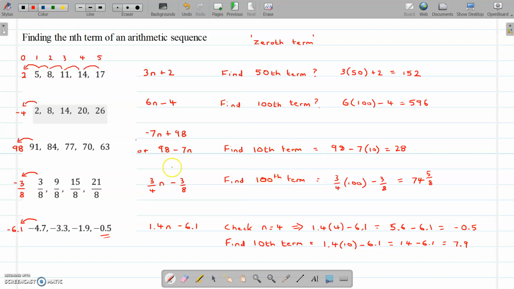In a later video, we'll look at finding the nth term of a quadratic sequence and a geometric sequence, and that's a little bit more tricky. Okay, that's it.